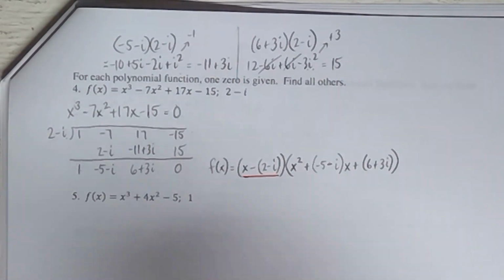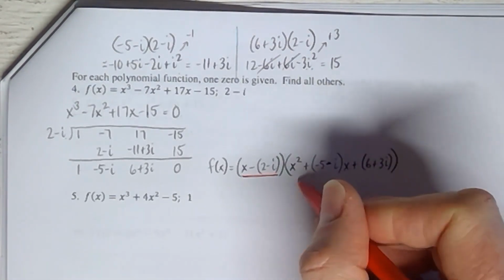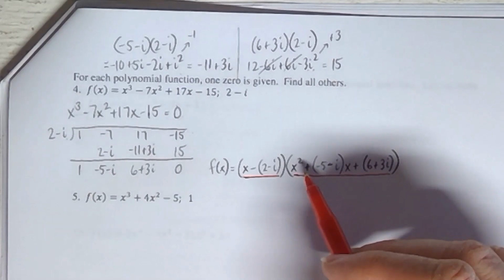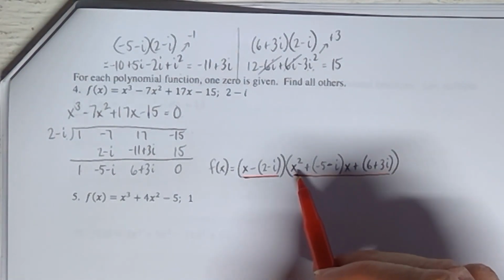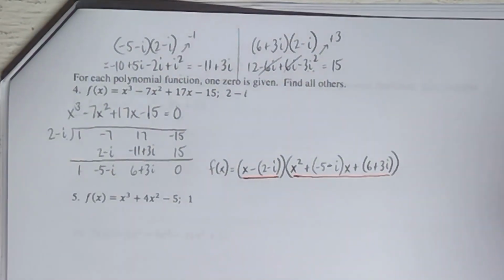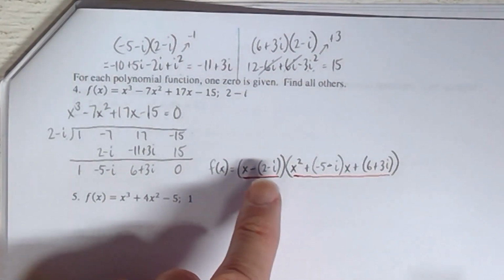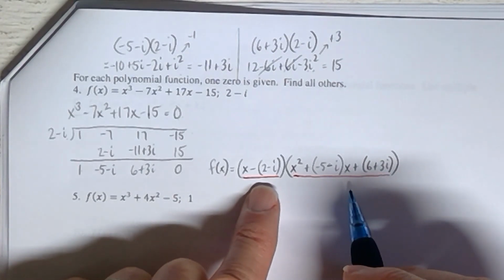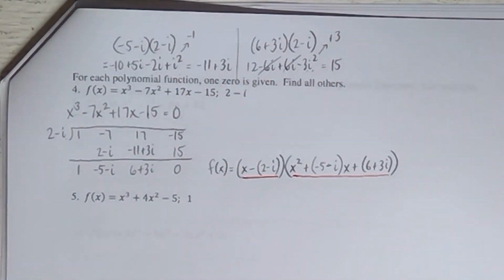Okay, so that is a pretty crazy looking factor there, isn't it? But it's a quadratic factor due to the fact that x squared is the highest exponent of x right there. So we again have a linear factor and a quadratic factor over here.